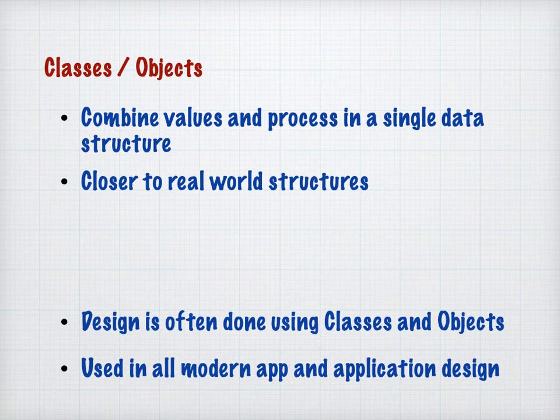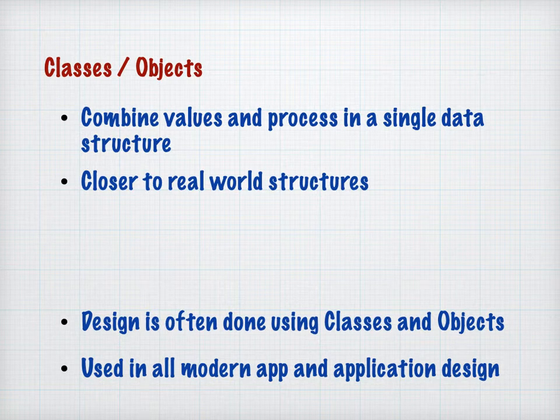Now, in a way, you can visualize classes and objects as being closer to real world structures, and that's one of the arguments that is used for class-based or object-oriented design and program code as well. When you construct things, they're a closer representation of real-world objects and things.